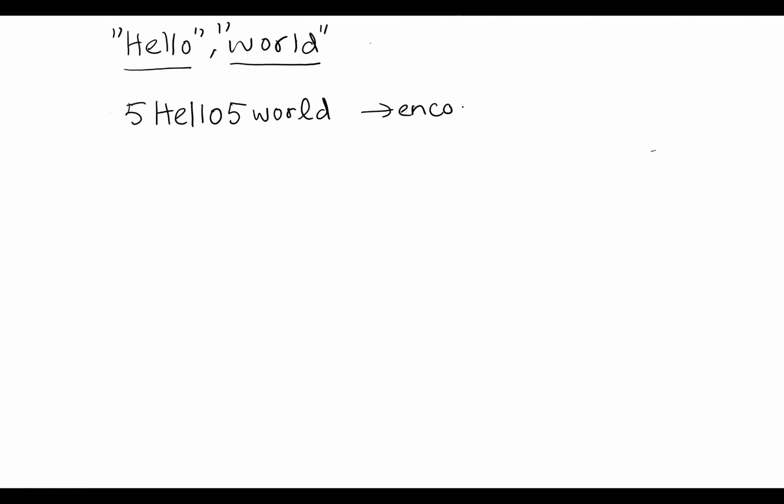Can we decode it? Yes, we can, because when we're decoding, we can just read 5, and then we know that the next 5 characters are part of this string. So you read the next 5 characters, and then again we read 5, and we know that the next 5 characters are also another string. So we keep on doing this until we reach the end.